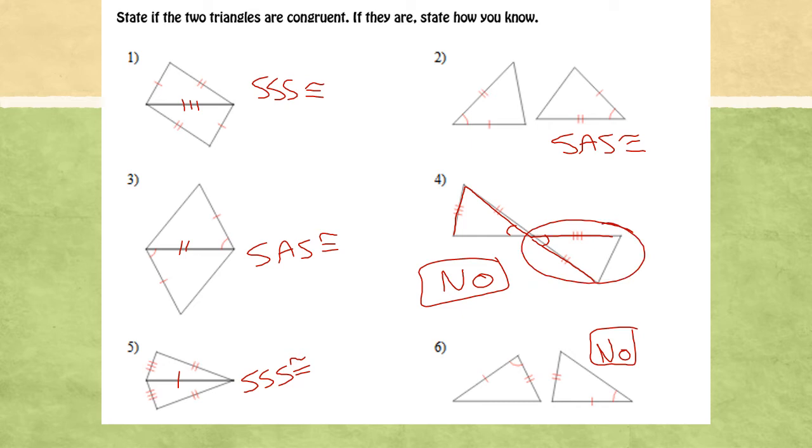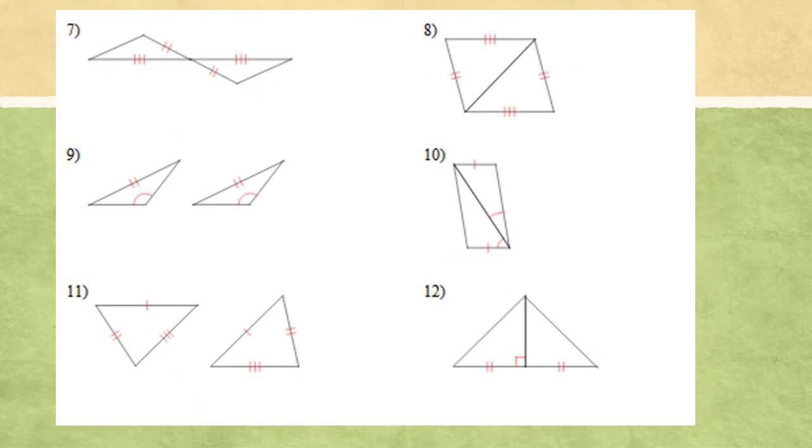On number 6, it's the same thing. We have side, angle, side. Okay, that one checks out nice. But then we have angle, side, side. All right. So for 4 and 6, it's no's. The rest are yeses, or obviously the answers I gave you there. Again, being mindful of reflexive property when you can use it. Take a moment. Try these 6 questions, please.